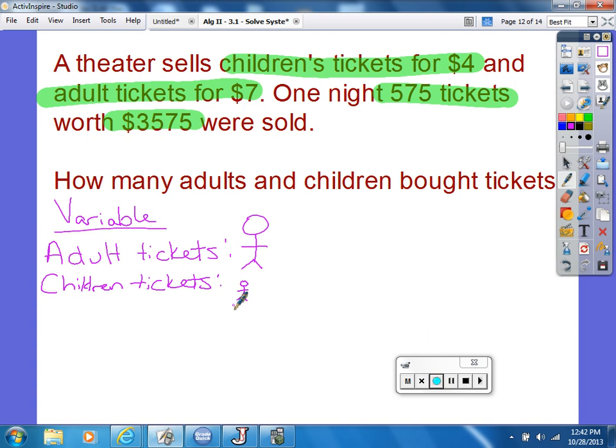I could use X and Y. But what do you guys want to use? A and C. I would be using A and C. But Noah, if you use X and Y, that's fine. And here's how I'll know which one's X, which one's Y. You're going to write this out. Okay. Any questions so far on the variables? Okay, now we get to the next step. We write equations.